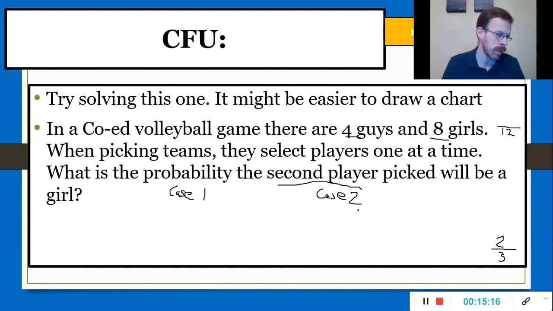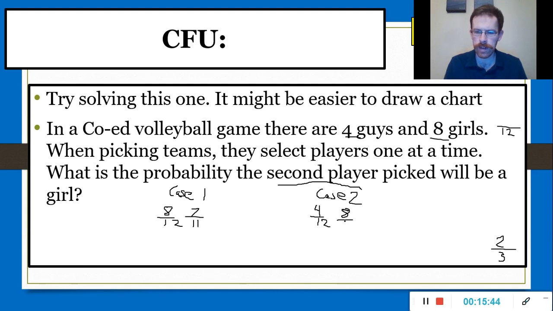And let's say your case 1 is you pick 2 girls. Well, that's going to be 8 out of 12 if you pick the first girl, and it's going to be 7 out of 11 if you pick a second girl, because you're looking for the second player to be a girl. Case 2 is if you pick a boy first. Well, pick a boy first, that's going to be 4 out of 12, and then 8 out of 11. And then, once again, multiply, simplify, get your answer.